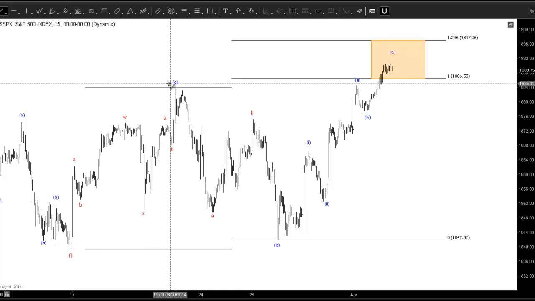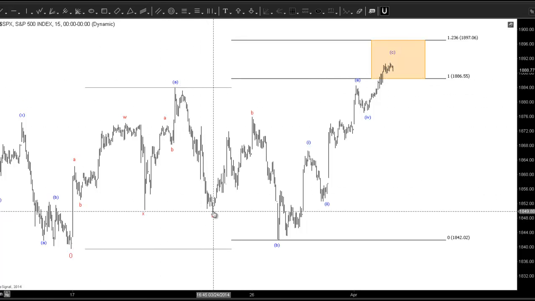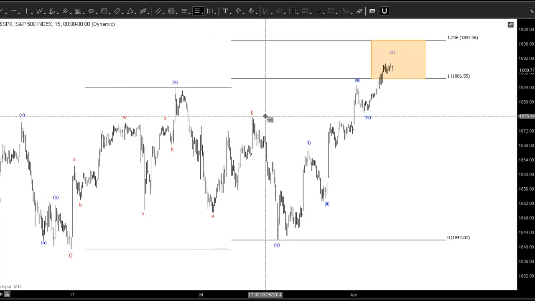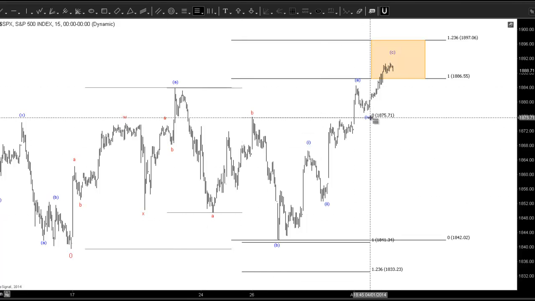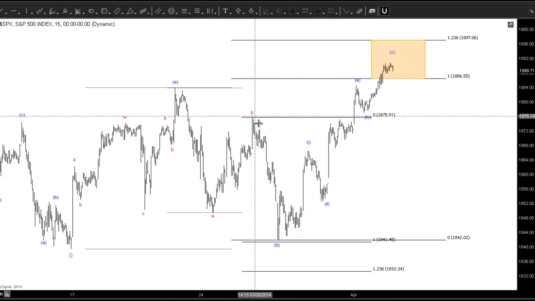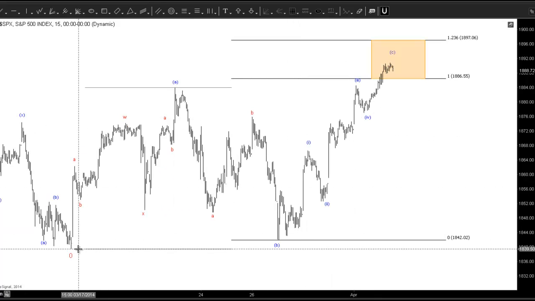We have labeled that as a blue wave A, and then we made this deep decline here. We have labeled that as a red A wave, a pullback in wave B, and then if we check the relationship between the first leg down from here and the third leg down, they are almost equal. But the index of course did not manage to make a new low below here at 1839.